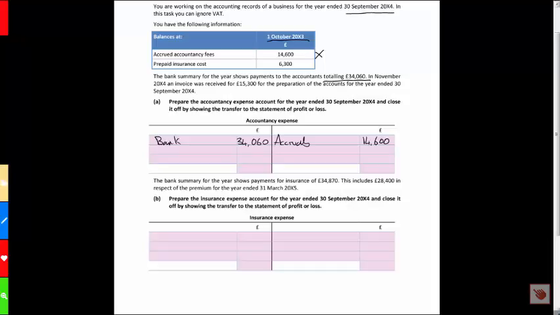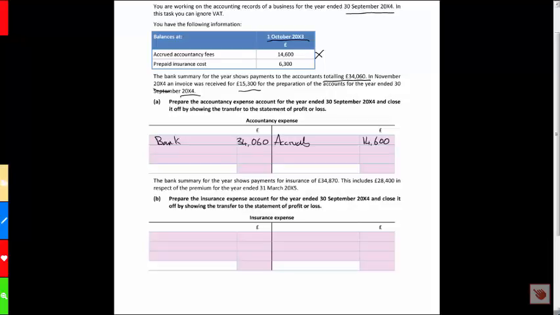We're then told that in November 2000X4, so after our year end, an invoice was received for £15,300, which was preparation for the accounts for the year ended 2000X4. So that, although it was received after our year end, relates to preparing this year end's accounts. So it relates to this year, that expense. So we're going to accrue for it.